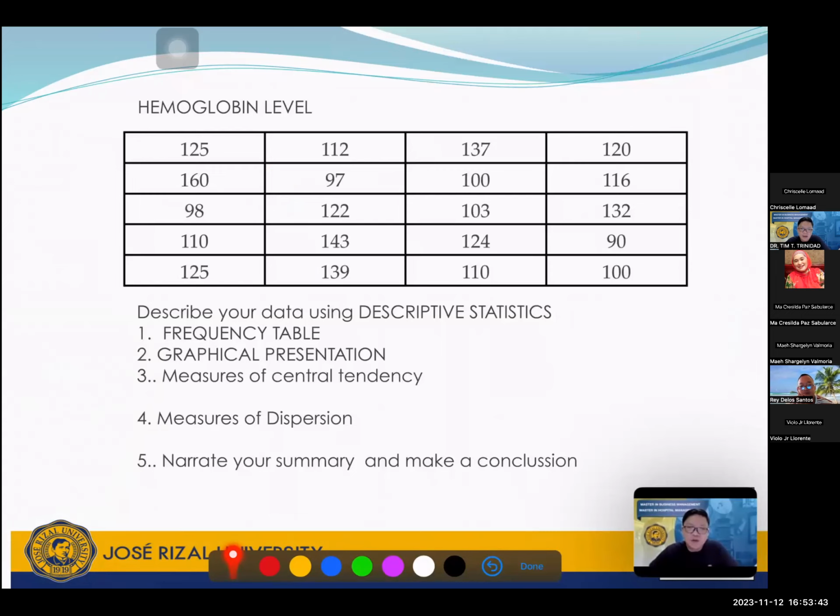Do you want to try solving a problem, or I will just give you an assignment next meeting. I will give you a case, like for this one. This is a case. So these are the hemoglobin levels of your class. So I want you to report this one next meeting using descriptive stat. You will analyze this one. So I will give you, for the Parañaque group and for the Bohol group, 2 cases.